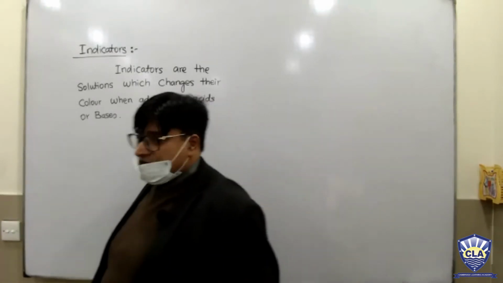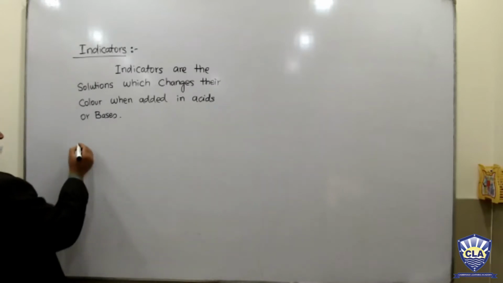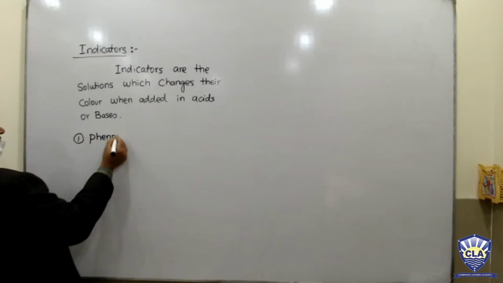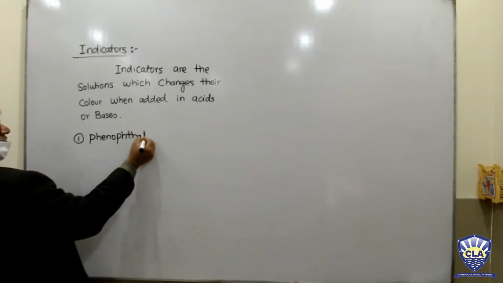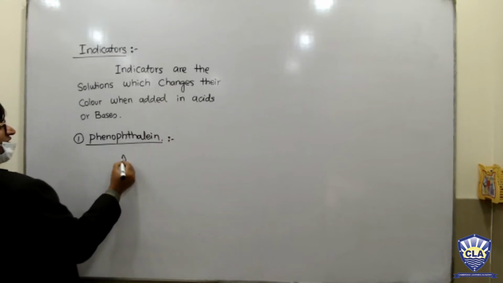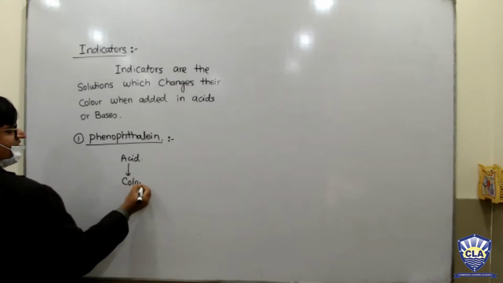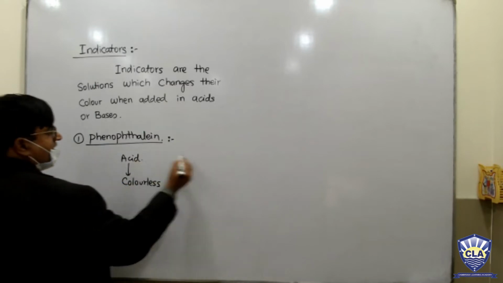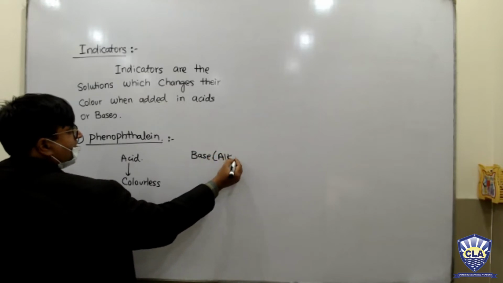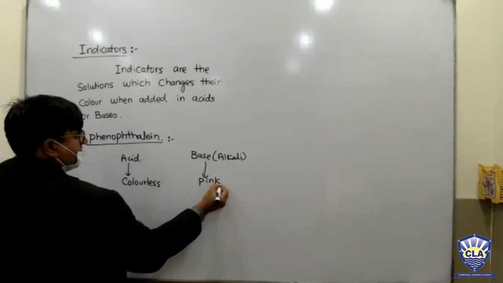Okay, so the three indicators' colors you should know. Okay, the first indicator that we are going to use, my dear, is phenolphthalein. Phenolphthalein is an indicator. In acid, it is colorless, and in base or alkali, it is pink in color.